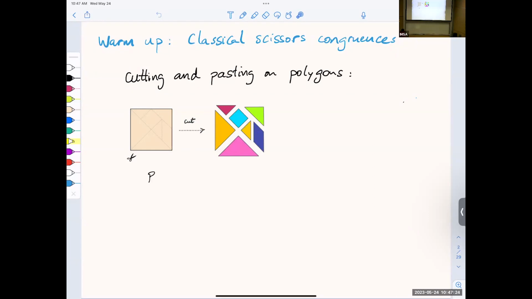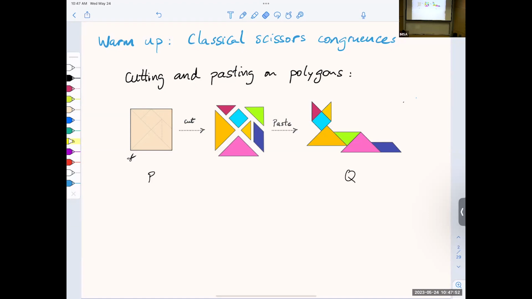And what's the next part of the operation? Well, you take your sub-polygons, you rearrange them, and then you can paste them back along the boundaries. So of course, there's a little bit of a rule that you're not going to take your pieces and overlap them. You're going to be pasting them along the boundaries. So now this polygon P and the polygon Q, they are what you call scissor congruent or cut and paste equivalent.